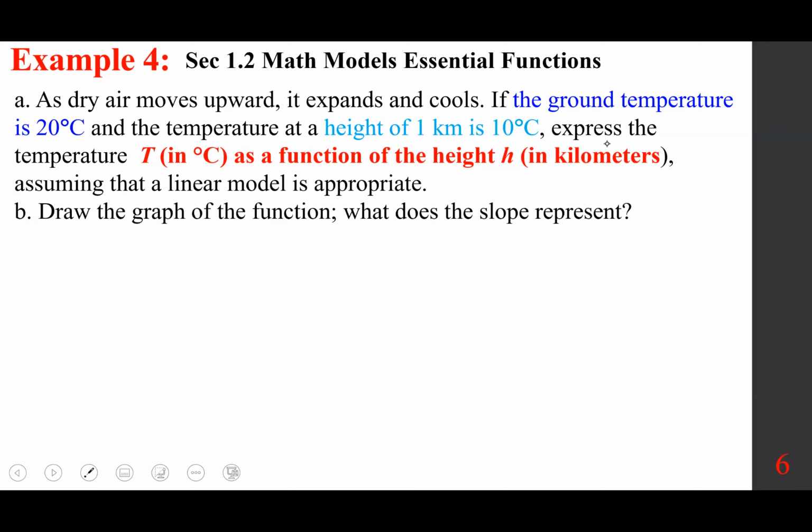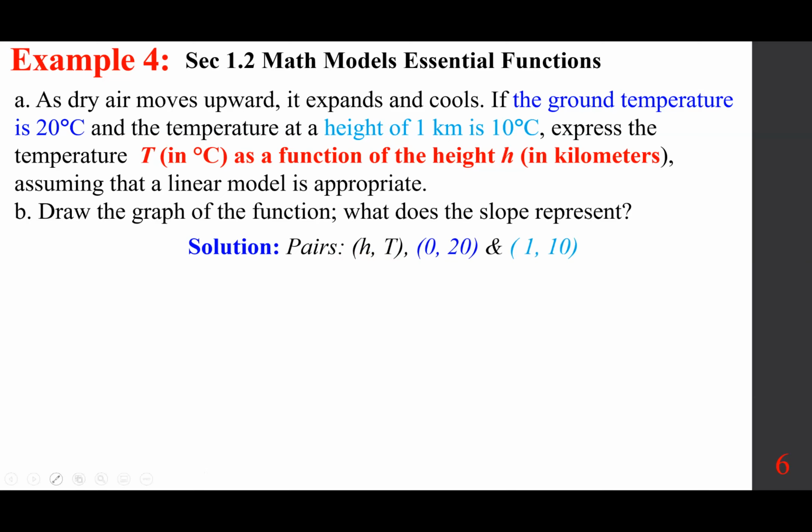Perfect. Thank you so much. So let's read the question and see what's given. As we go through the process, we notice the following. The pair x comma y, now we have h comma t. H represents the height, t represents the temperature.